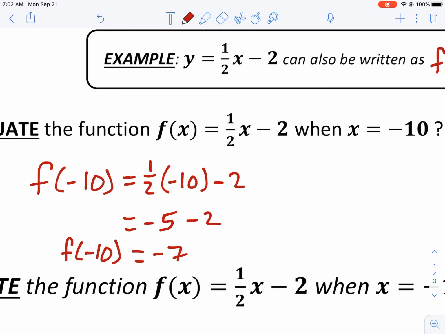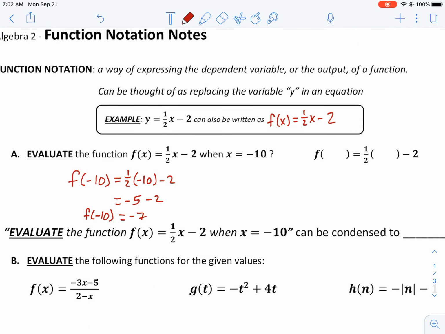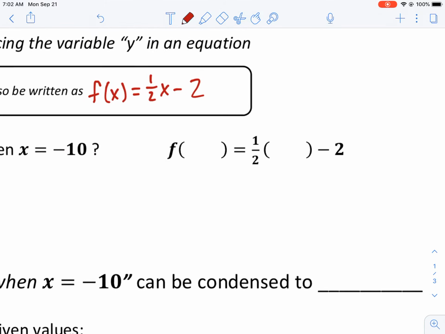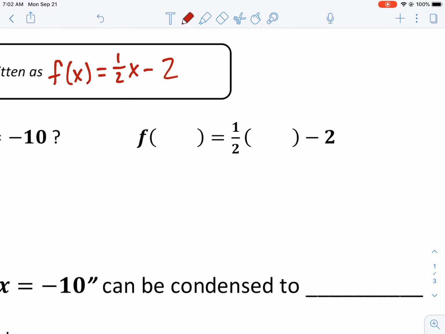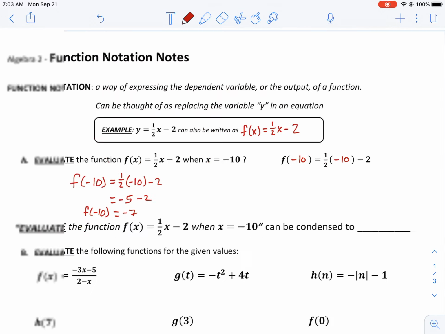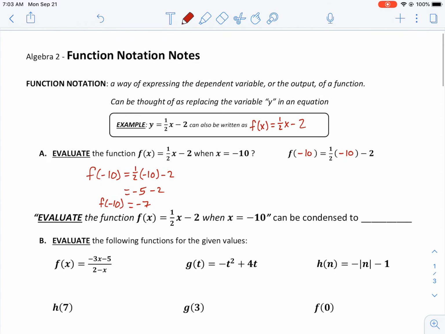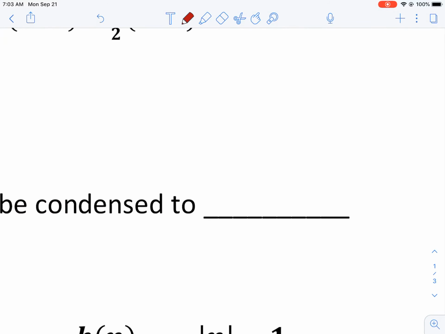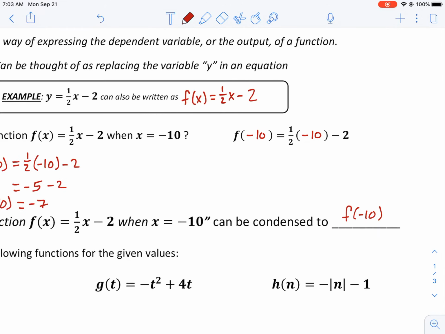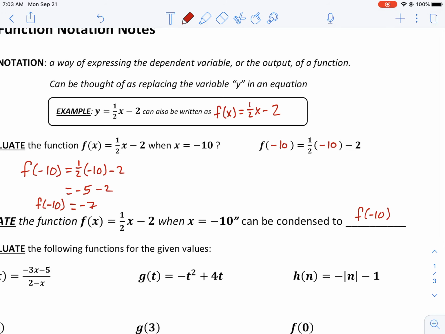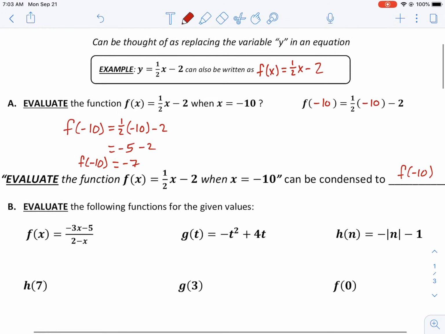Functions are all about inputs and outputs. So yeah, you can kind of see that over here, right? We're replacing the x with -10 in our function notation on the left. So in our equation, we're also going to replace x with -10, all right? Yeah, so I'm kind of skipping some stuff here, but this is what this is saying. F of -10 means evaluate the function when x is -10, okay?